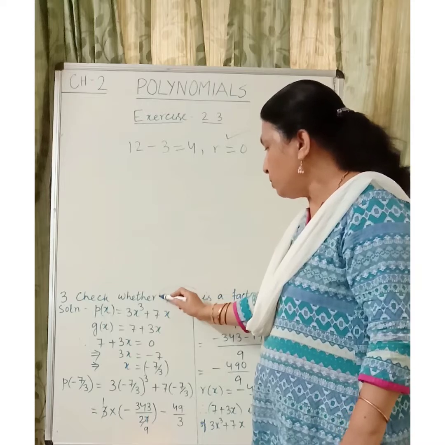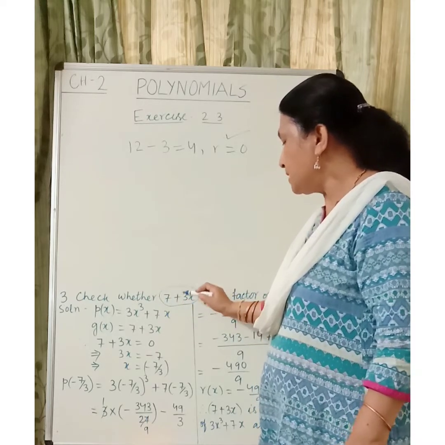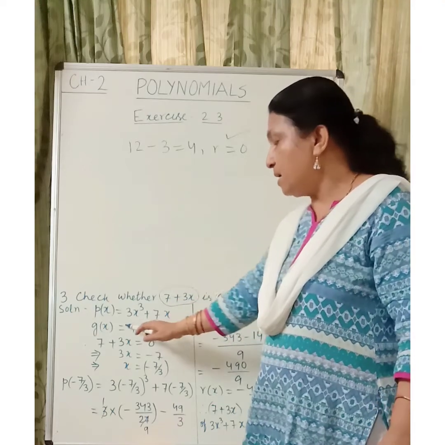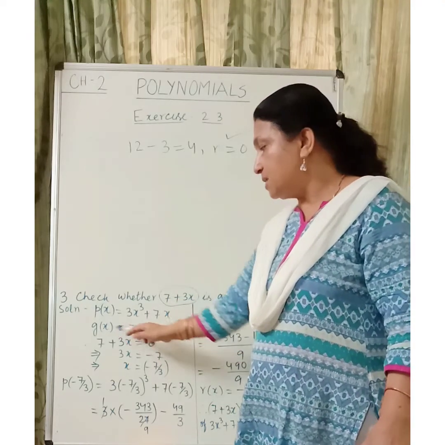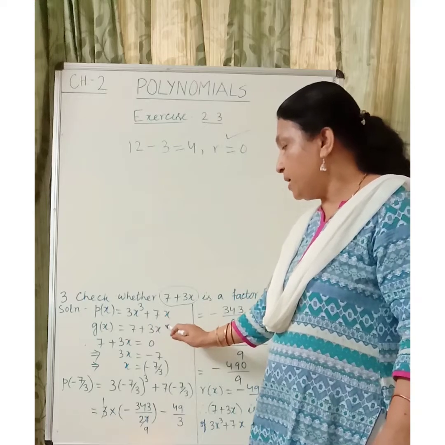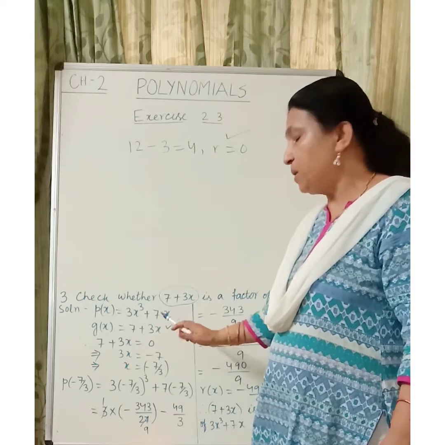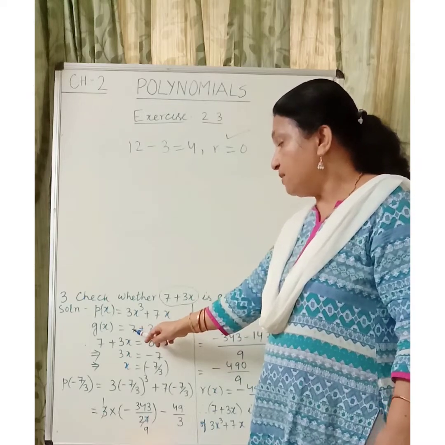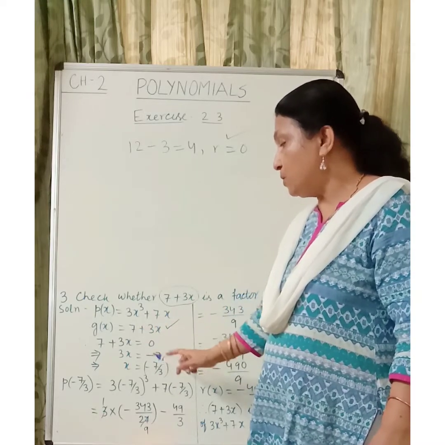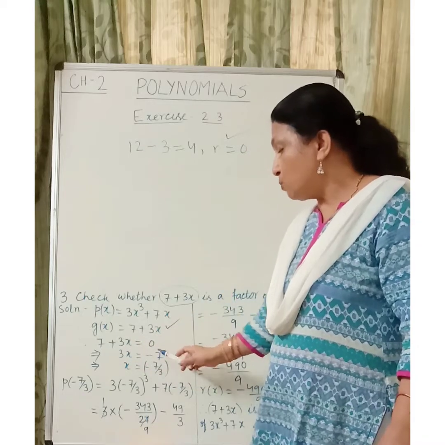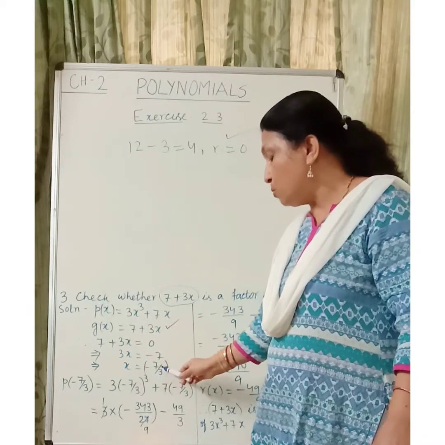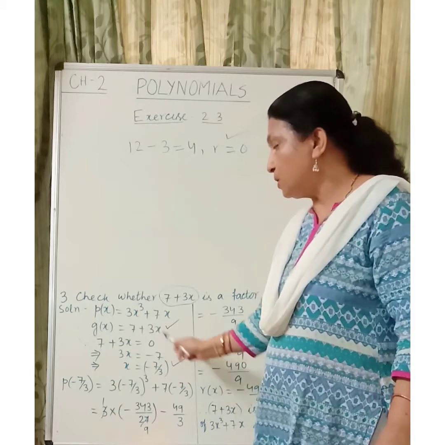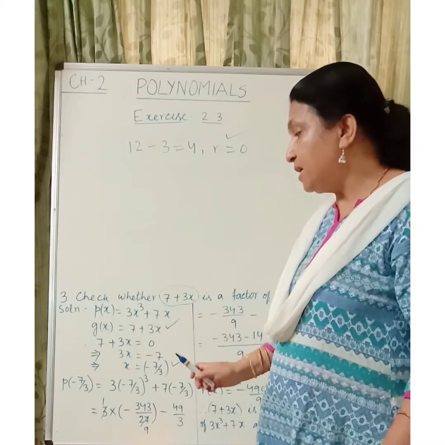Now this polynomial is a linear polynomial, as you can see, x has degree 1. So 7 plus 3x is our divisor polynomial, that is g(x). And we will find the value of x from the divisor polynomial, where 7 plus 3x will be 0. So 3x is equal to minus 7, x is equal to minus 7 upon 3. And we will substitute this value of x in the dividend polynomial.